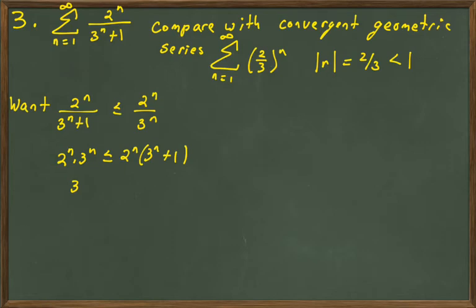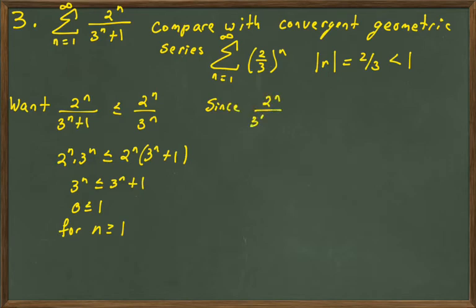At this point in time, we can go ahead and divide by 2 to the n, and so we'll have 3 to the n is less than or equal to 3 to the n plus 1. That might be convincing enough, or we can subtract 3 to the n from both sides. So 0 is certainly less than or equal to 1 for all n greater than or equal to 1. So that's true. So we have the conditions of the comparison test met, and so we can go ahead and make our conclusion.